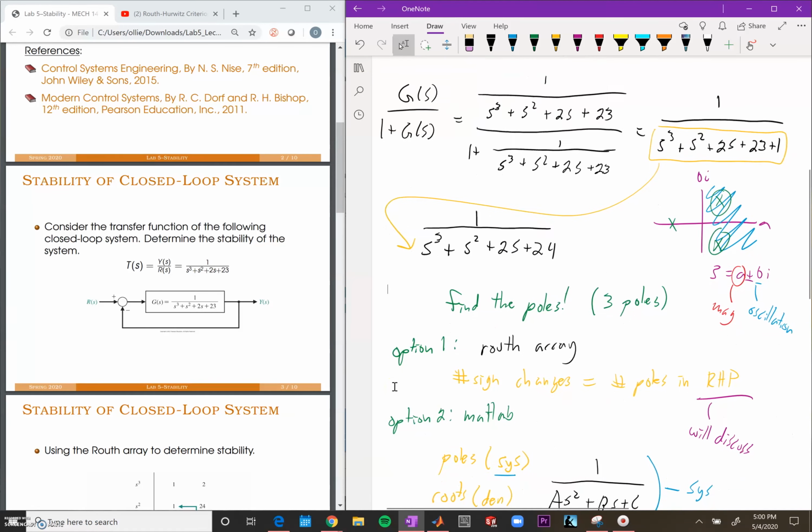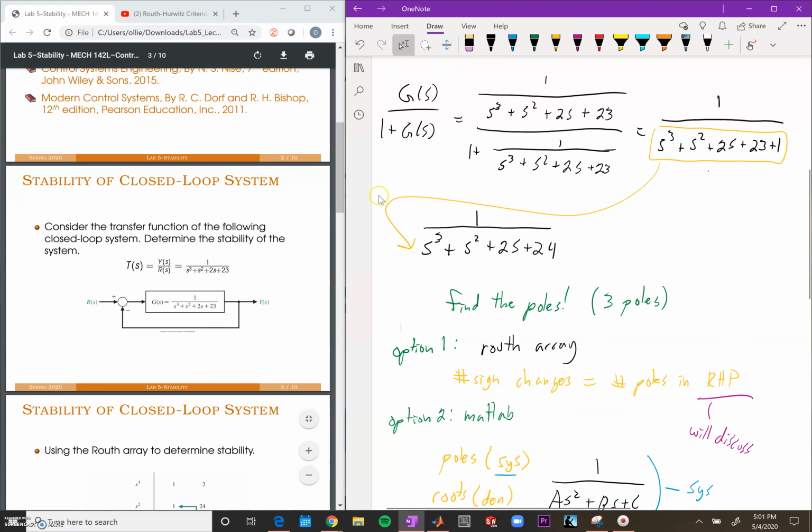There are 2 options for us. We can use the Routh array. Basically, that's just a way of solving by hand these large polynomials. For a quadratic equation, we can factor this down and get the roots pretty easily, but for a higher order polynomial, I'm not sure. So the way you do that by hand is using the Routh array.